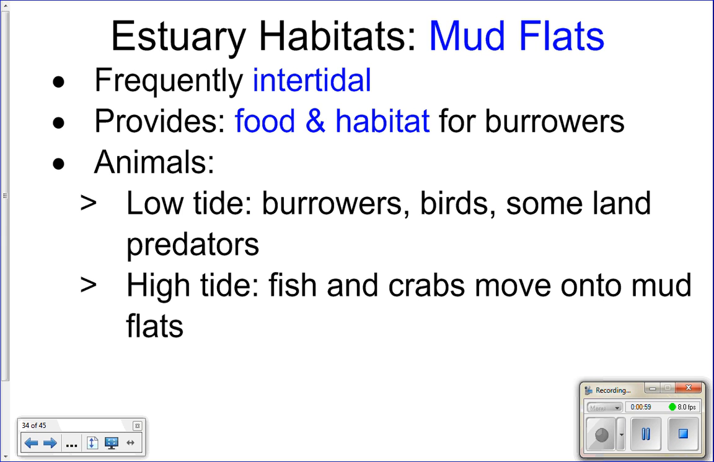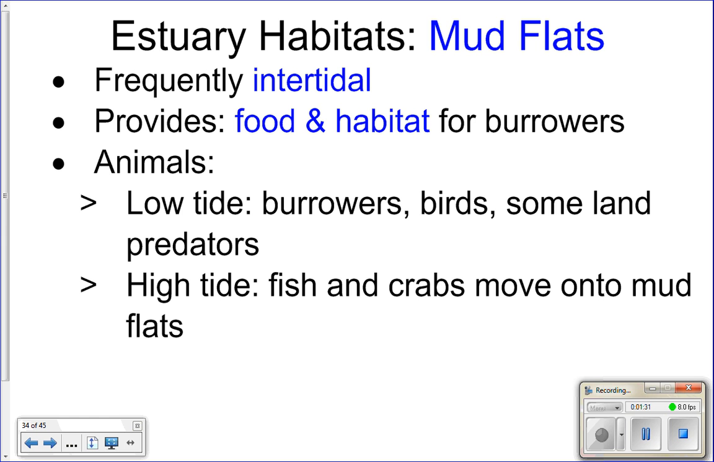And a mud flat is simply exactly what it sounds like. It's a big flat area of the land that is covered in mud. And mud flats are oftentimes intertidal, so the mud flats get covered and uncovered by the tides every day, either once a day or twice a day, depending on the tidal pattern. And the mud flats are actually a very important habitat for lots of things that live in estuaries, because this is an area where burrowing animals can survive.